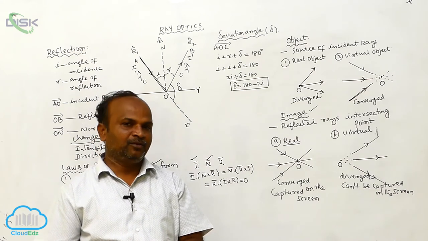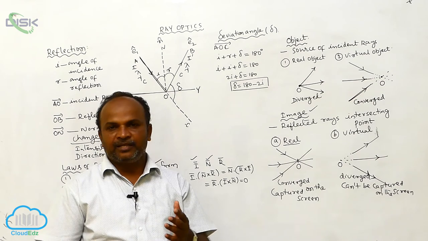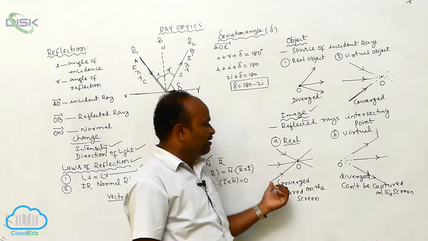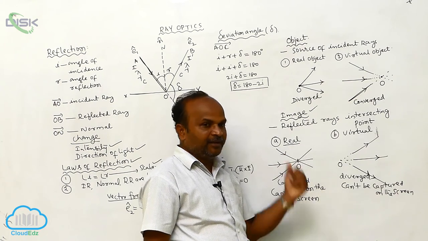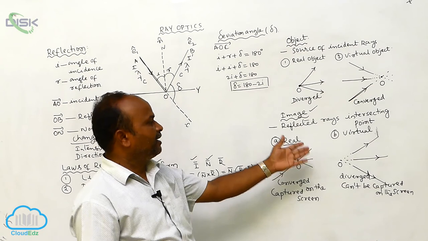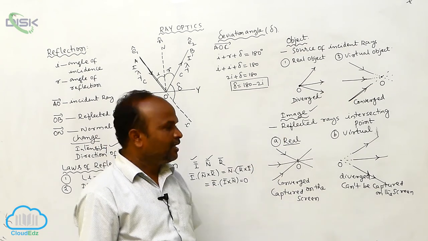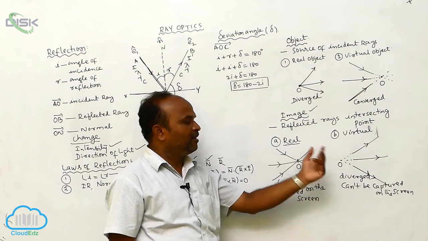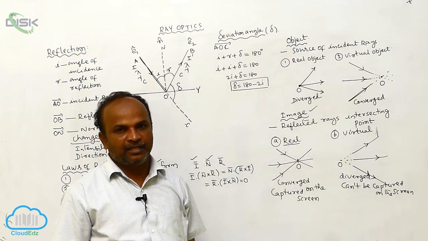These images are of two types, real image and virtual image. Because of converged reflected rays, it is a real image. Because of diverged reflected rays, it is a virtual image. Generally, a real image can be captured on the screen. A virtual image cannot be captured on the screen.